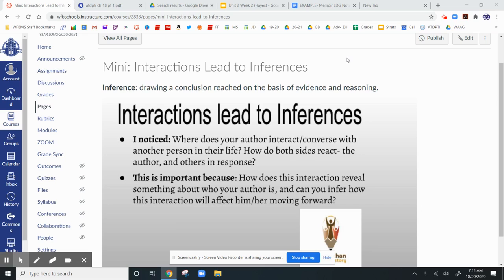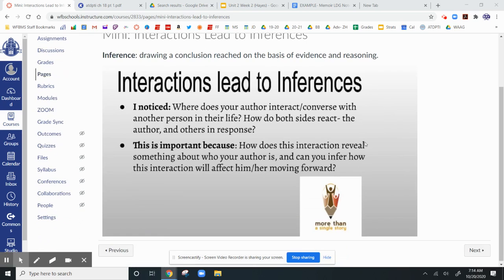So for today's homework, I'd like your one row to be on an interaction, using the I that I label on the far left of your key, and how the interaction leads to an educated guess or an inference. I'm going to model that for you right now. I've laid this out in a way that directly aligns to your chart. So what are you going to put for your I notice sentence stem?